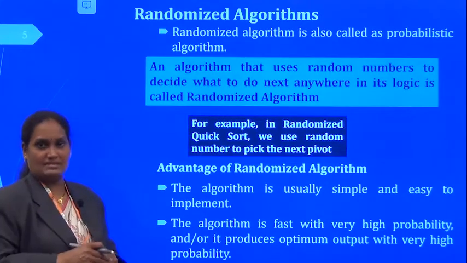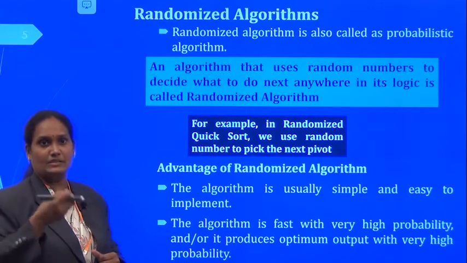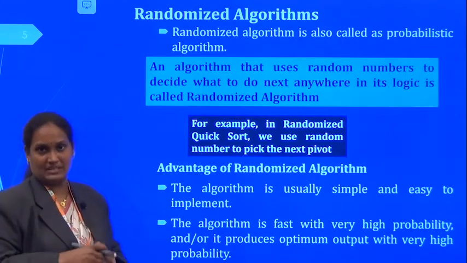For example, take quicksort. In quicksort, we select a pivot element to partition the given array. That pivot element can be selected randomly.